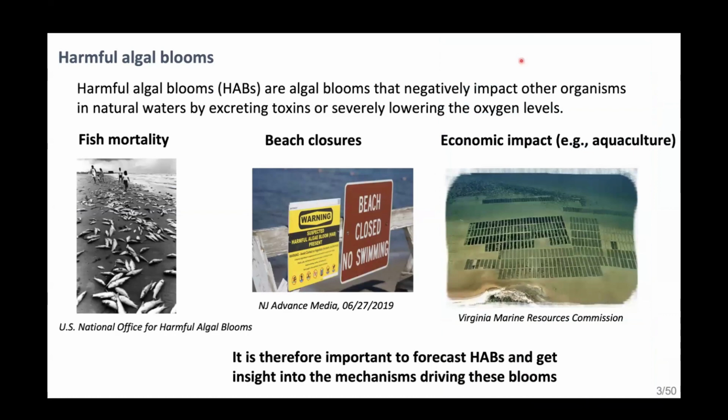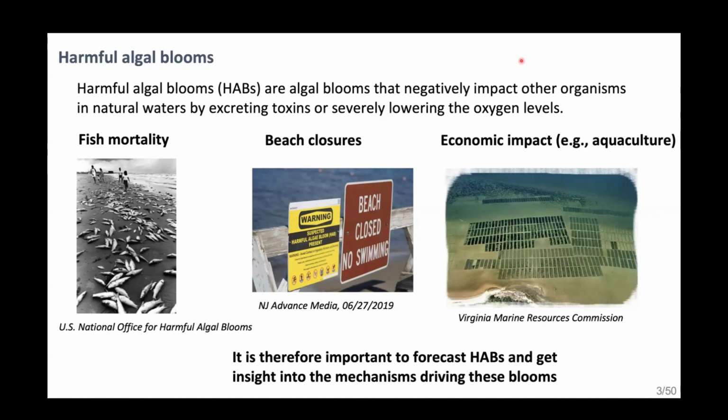And here are just some examples of the potential harmful impact of HAPs. First example is fish mortality, because they may excrete toxins or deplete oxygen concentration, and this may result in fish mortality. A second example is beach closures, because it may be dangerous to swim in waters that are contaminated by HAPs. And the third example is the economic impact of these toxins. They may, for example, accumulate in oysters, which may also be dangerous when you want to eat oysters.